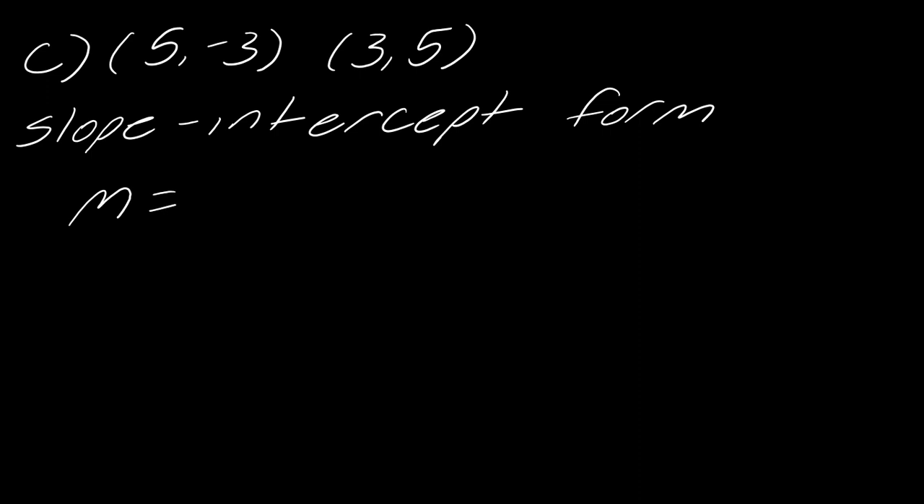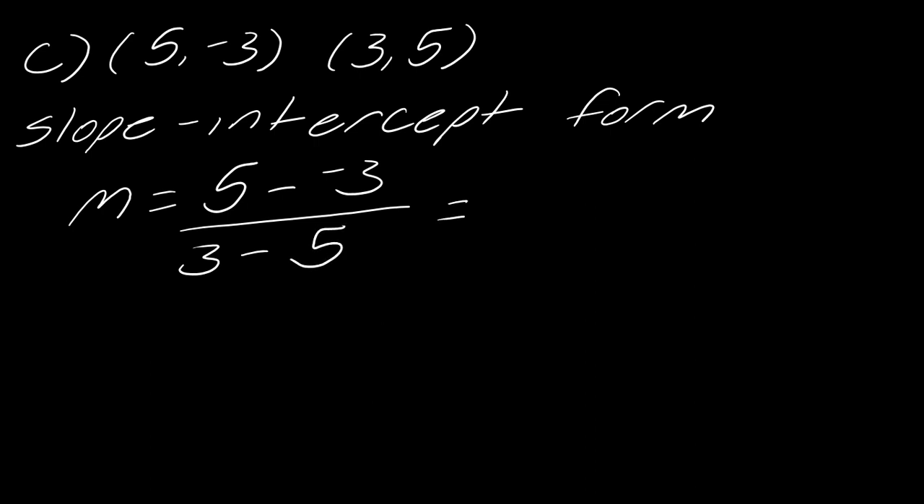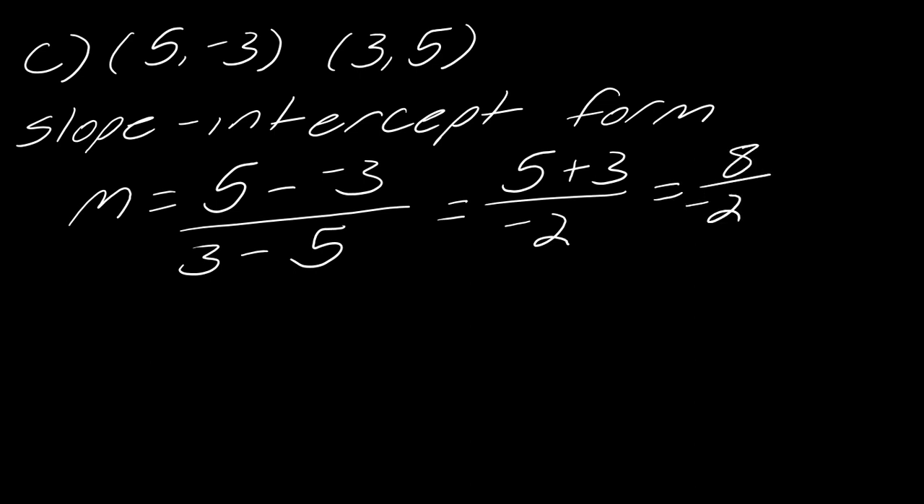Okay, so I'm going to start by plugging in my information. So there's me plugging everything in. So this becomes 5 plus 3 over negative 2. So this is going to be 8 over negative 2. So my slope here is negative 4. So I'm going to go ahead and just note that. So my m is equal to negative 4. So let me clear this out.